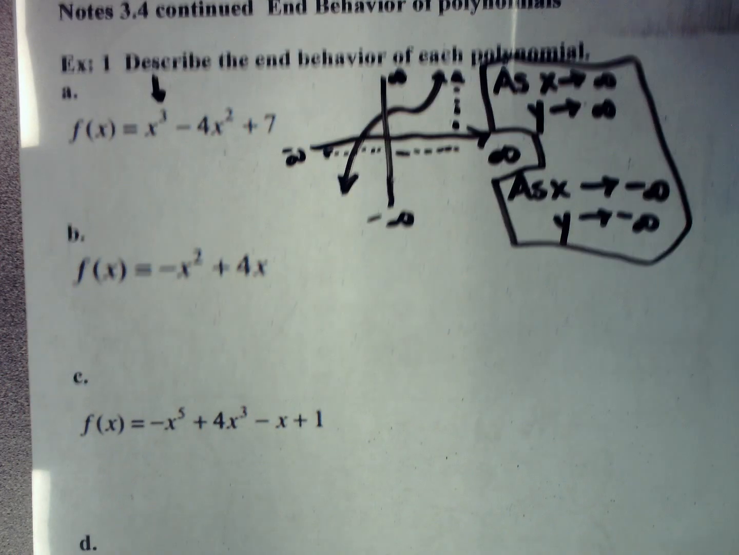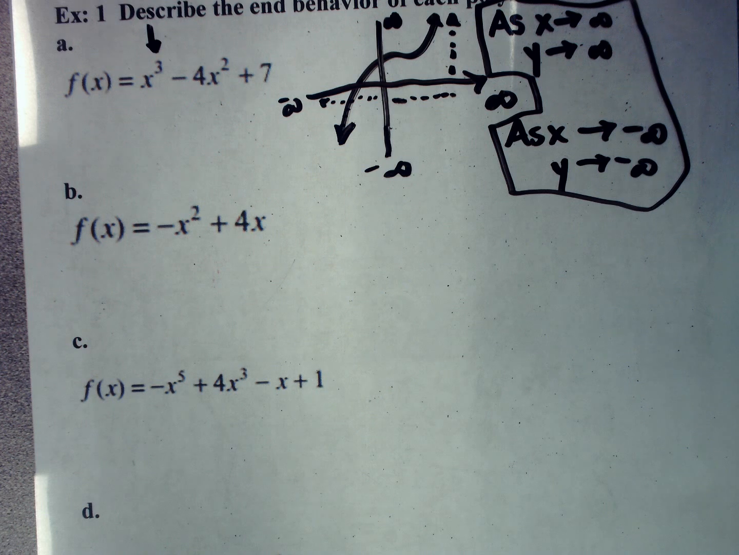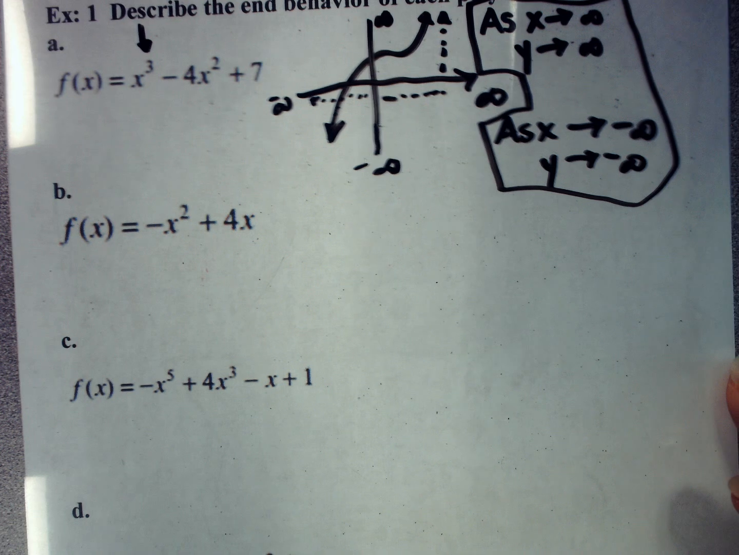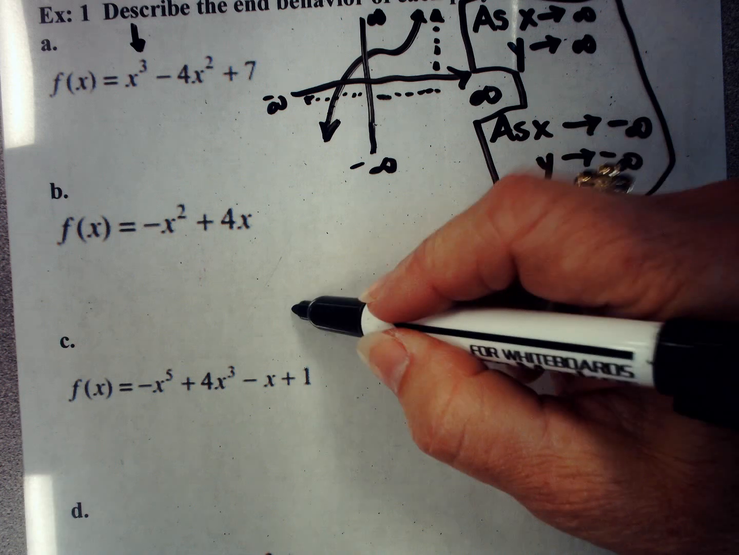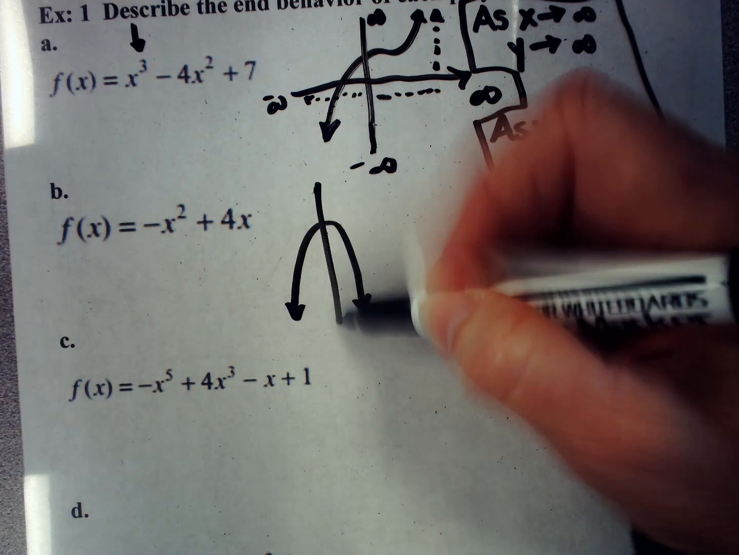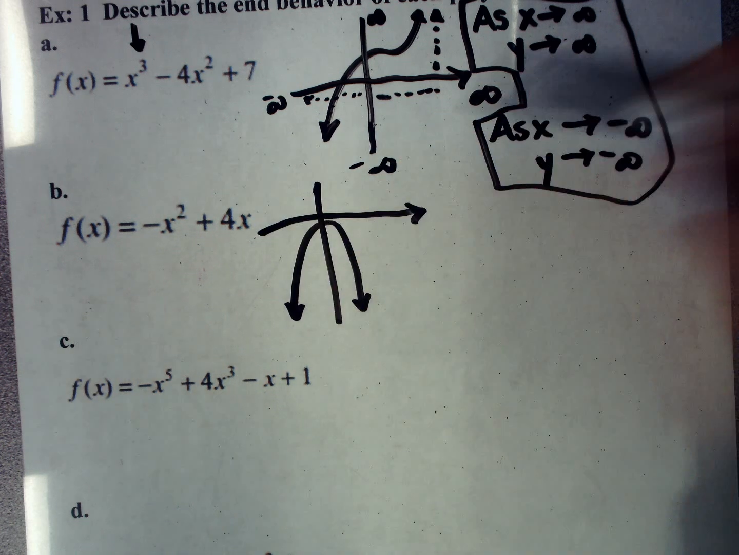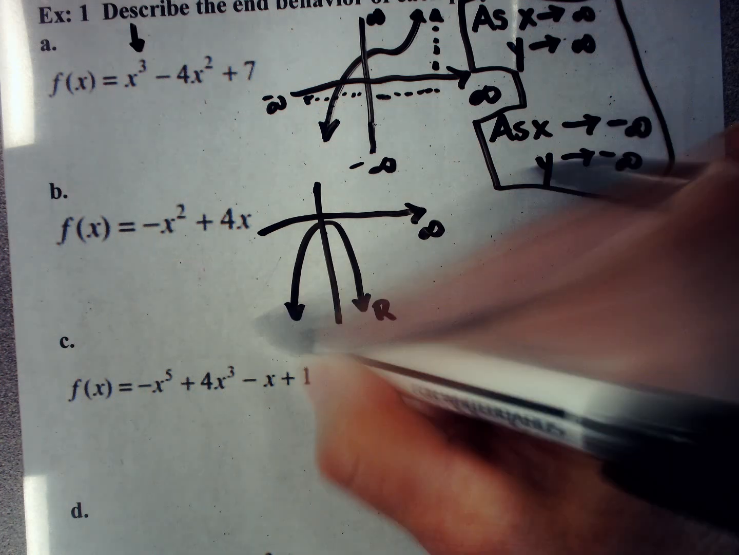Okay, look at letter B. Sketch the little graph. Is that an even or an odd graph? It's even. And which way is it going? If even, both sides are either going up or both sides are going down. So where's this going? Both of these are going down. It's a parabola going down. So if you were to describe, here's the right-hand side, here's the left-hand side.